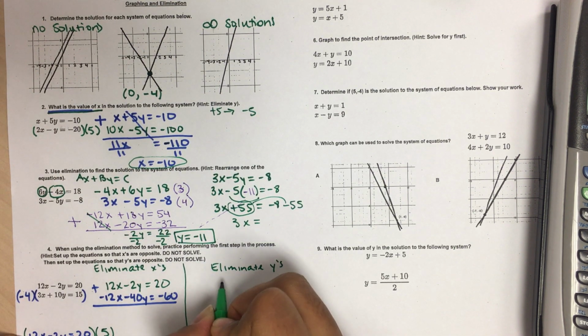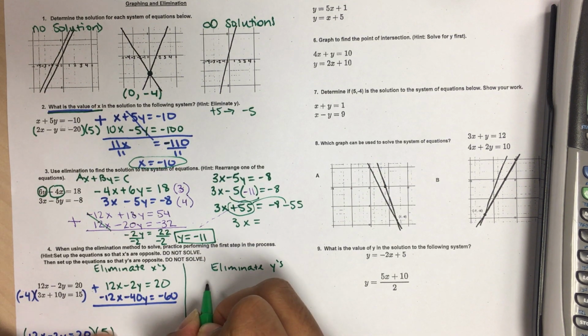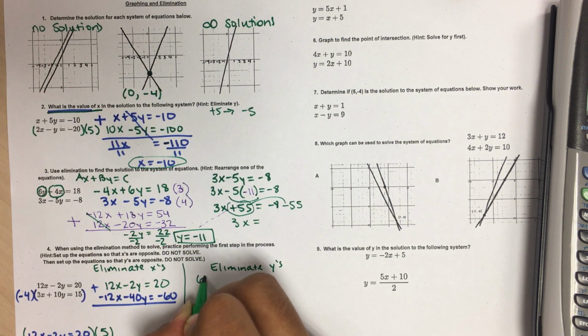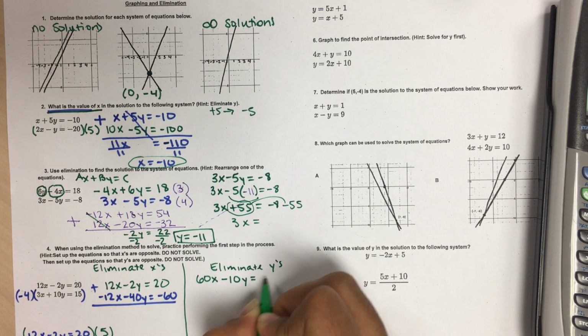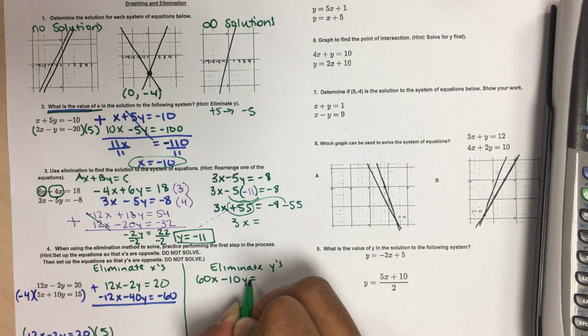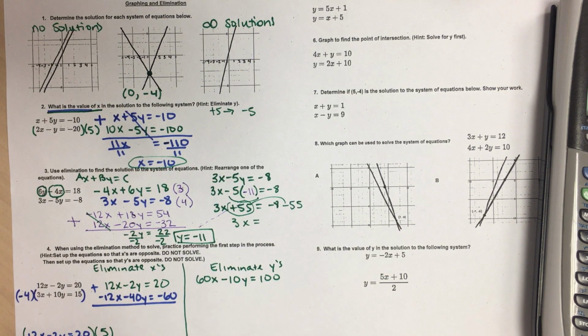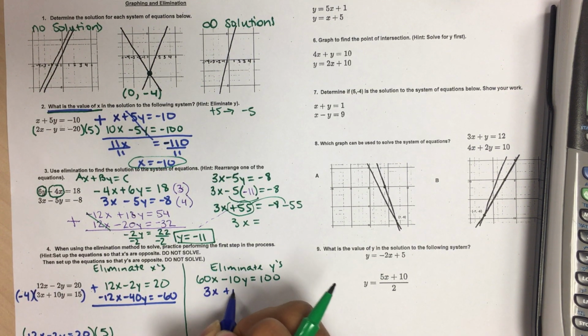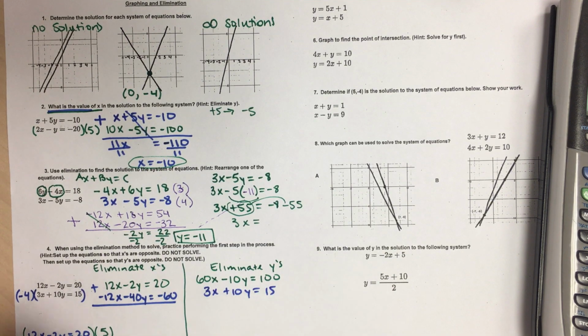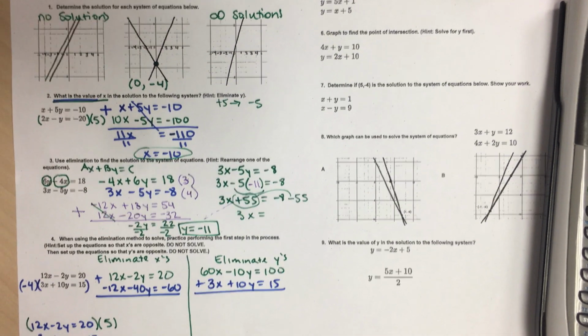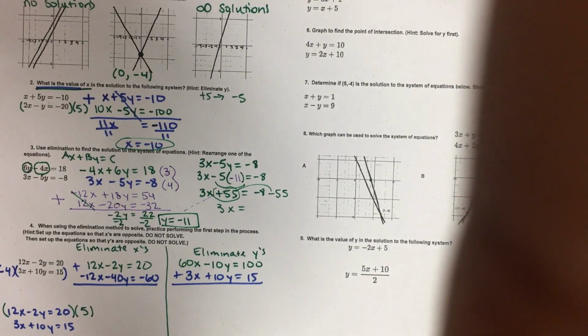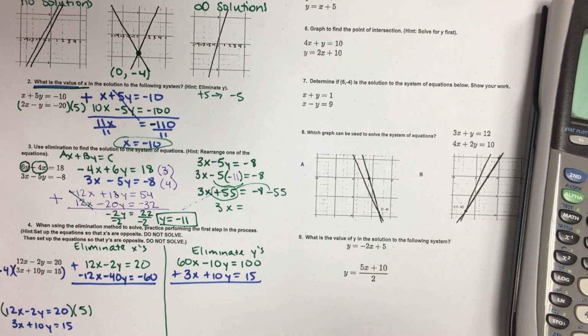So let's go ahead and see what our setup's going to look like. 5 times 12, 5 times negative 2, and 5 times 20. And then my bottom equation would stay exactly the same. And now my setup's ready. I have opposite coefficients on y. Okay? Opposite coefficients on y. I'm sorry, you couldn't really see that. Okay. There we go.